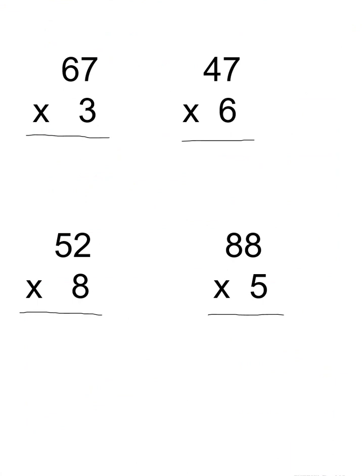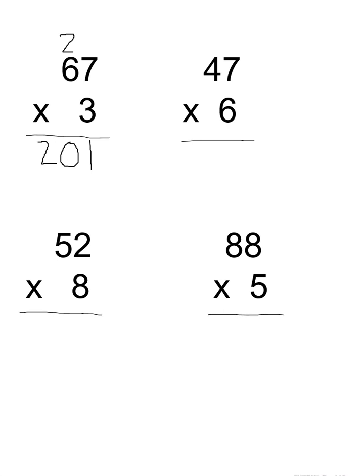All right, boys and girls, I am going to show you the easy way to multiply two digits by one digit. And this is different than multiplying two digits by one digit using partial product. And I'll show you that on the next slide. But let's look at this. 7 times 3 is 21. I need to carry the two tens. 6 times 3 is 18, plus 2 is 20. My answer is 201. All right?